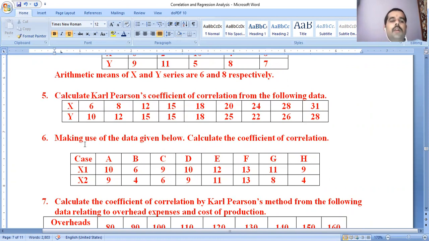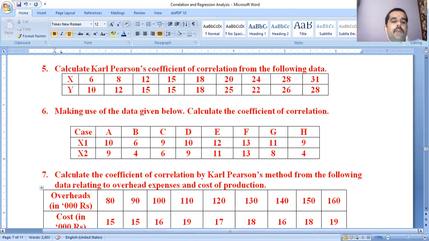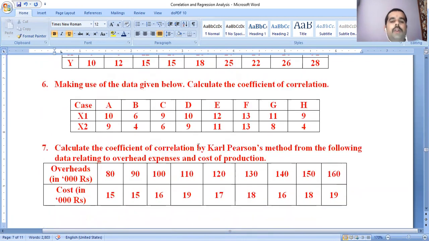The next problem: making use of the data given below, calculate the coefficient of correlation. X1 and x2 values are there. The same procedure you have to apply. How you apply it in the first problem, this problem is also the same, and the remaining problems all belong to the actual mean method only. So to get clarity on that, please try to practice these 7 problems.